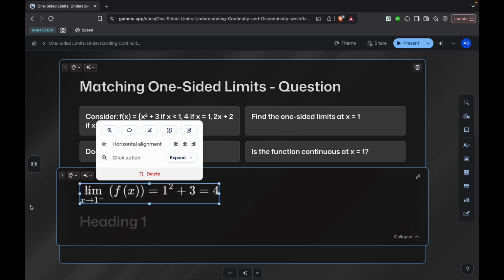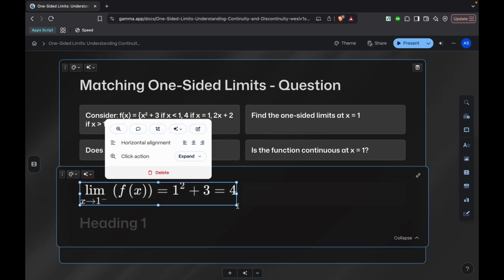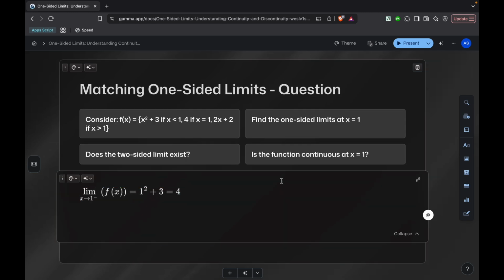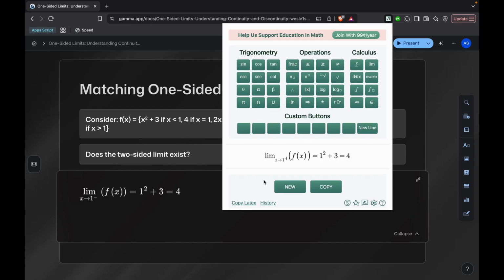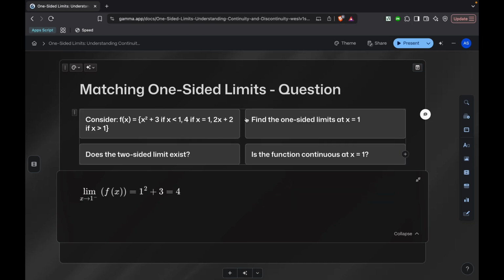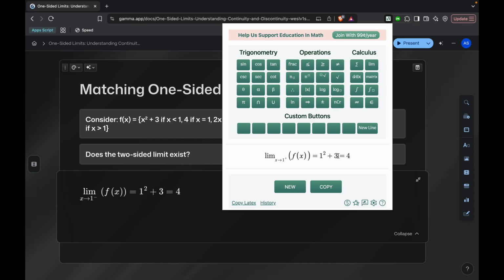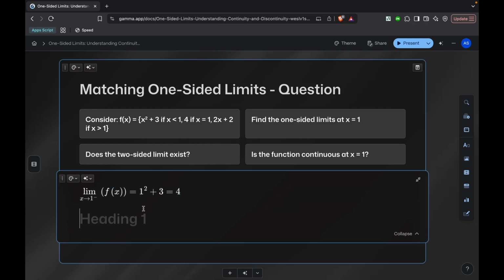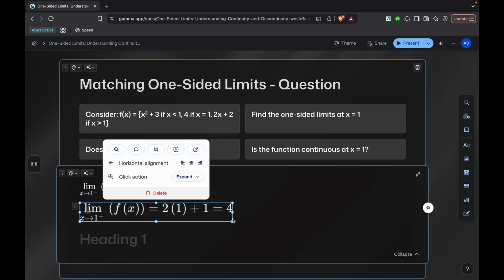So if we paste this down here, the next step we have to do is evaluate this limit from the right hand side. So instead of negative, we have positive, and if we have 2x plus 2, as it shows over here, that means we're going to have 2 times 1 plus 2, and yes, again, this is equal to 4. Now, I think you're starting to get a pattern here.